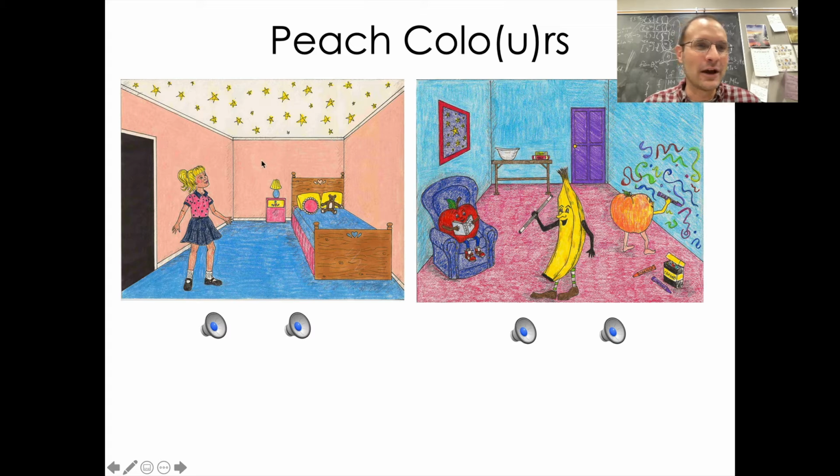So it could be either an adjective and noun in a noun phrase, like "peach colors" on the wall, or in this case a noun and a verb. The peach is a noun, and the peach is doing an action. The verb is coloring.